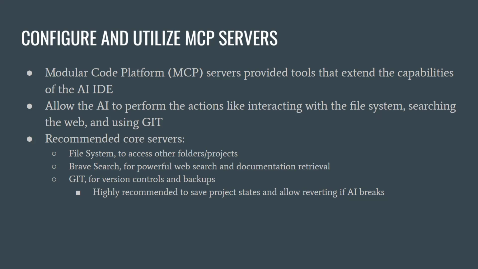Some recommended core servers are the file system, which is to access other folders and projects. The Brave search, which is used for powerful web search and documentation retrieval. And Git, which is another recommended one, for version control and backups. This one is highly recommended to save project states and allow reverting projects if the AI tends to break things. So if you implement something and in the end it ends up crashing, you could always go back to a previous version where it was fully running and then just redo it again.